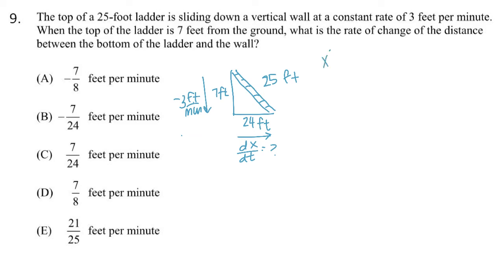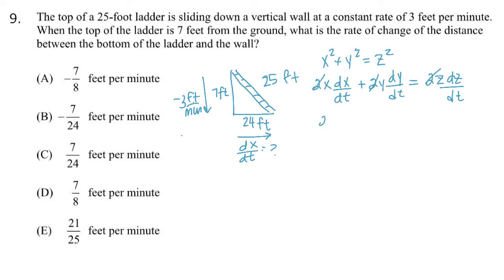Pythagorean theorem. x squared plus y squared equals z squared. And so we have 2x dx dt plus 2y dy dt equals 2z dz dt. And we can go through and fill in 2z dz dt. All right. So let's cancel some of our 2's and let's start filling in our values. Well, our x we know is 24. We do not know dx dt. That's what we're trying to solve for.